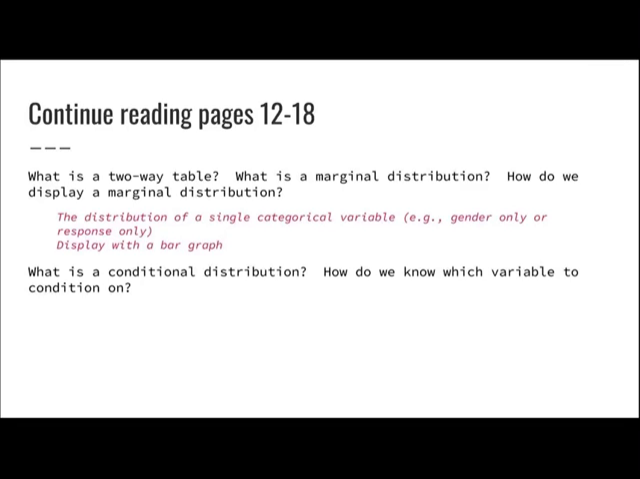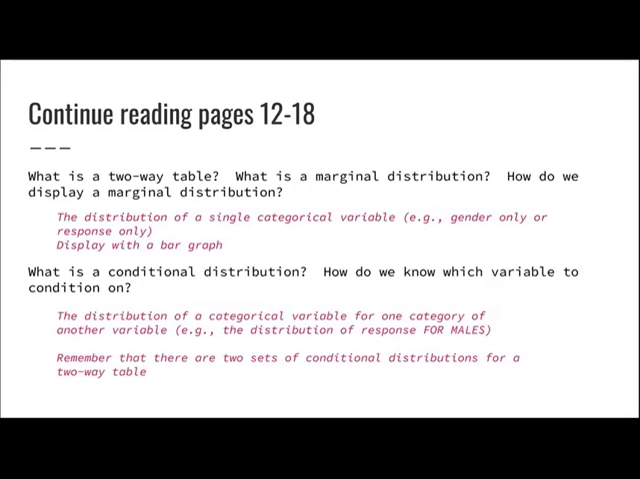So what is conditional distribution and how do we know which variable to condition on? So the distribution of a categorical variable for one category of another one. So like the distribution of response for male. So we're just looking at males and seeing what they said versus anyone else. Remember that there are two sets of conditional distributions for a two-way table.